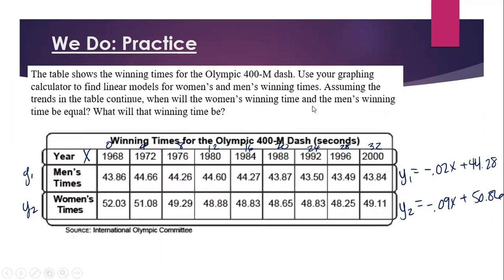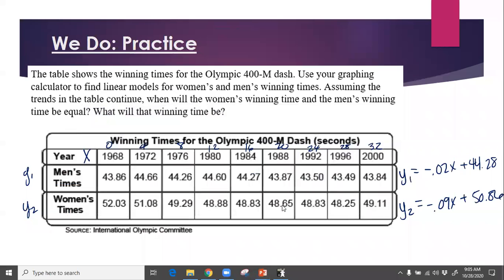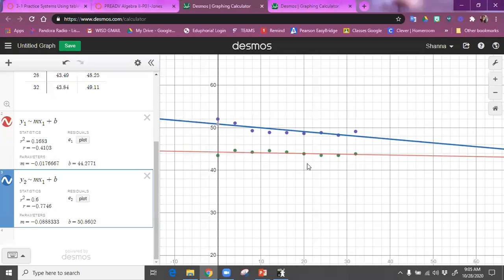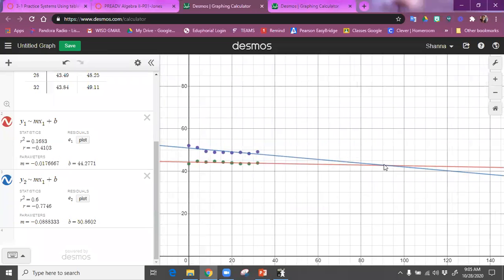All right, the question is asking us, when will the women's winning time and the men's winning time be equal? So what are we going to do? Zoom out. We're going to zoom out and look for the intersection, right? Bam. Fairly quickly. So we zoomed out, we found our intersection.